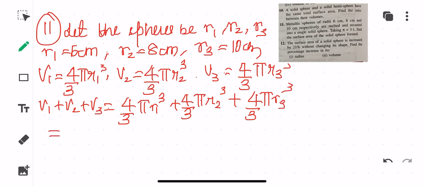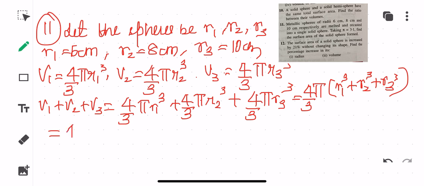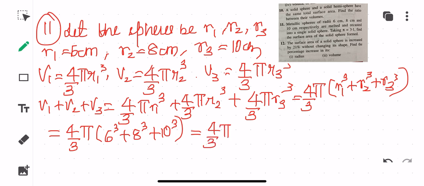If we take 4 upon 3 common, we can write this as 4 upon 3 pi times R1 cube plus R2 cube plus R3 cube. So this is equal to 4 upon 3 pi, and then R1 is equal to how much, children? 6 cube plus 8 cube plus 10 cube. You will keep it like this, children, because it will be easily cancelled later on.